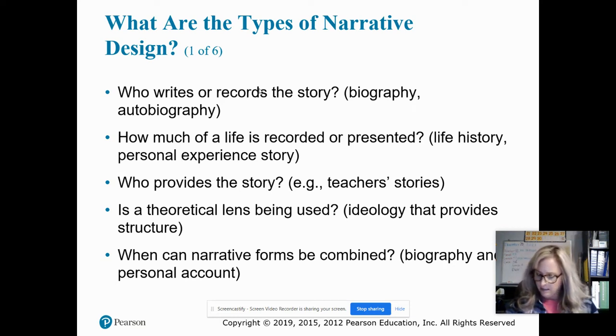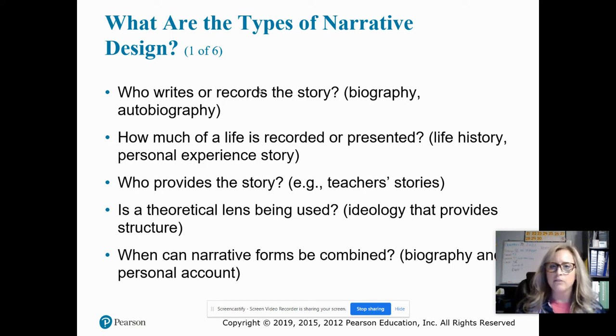There are 5 questions, and they're discussed, and they're helpful in determining the type of narrative research that you want to do. So who writes or records the story? Is it going to be a biography or an autobiography? You could do this on yourself, and that would be the autobiography. How much of a life is recorded or presented? You need to think about how much history or experiences you would be able to document, because you're going to need quite a bit. It needs to be extensive.